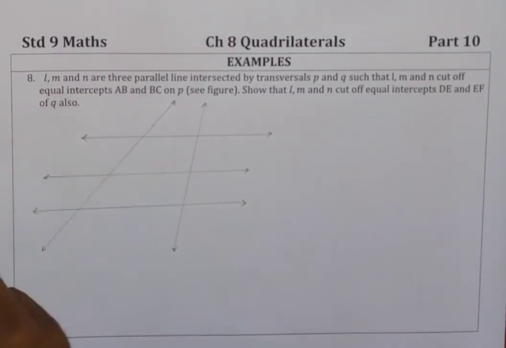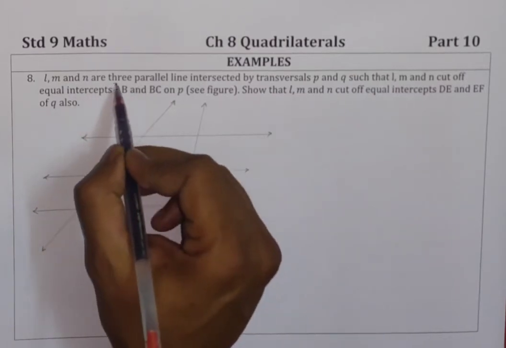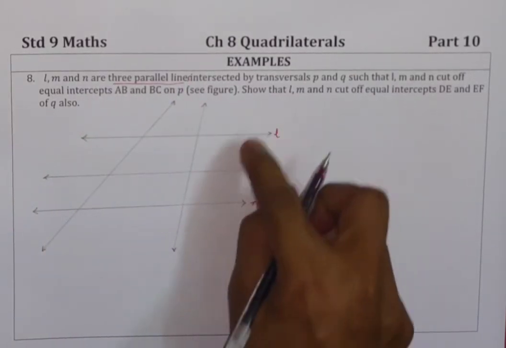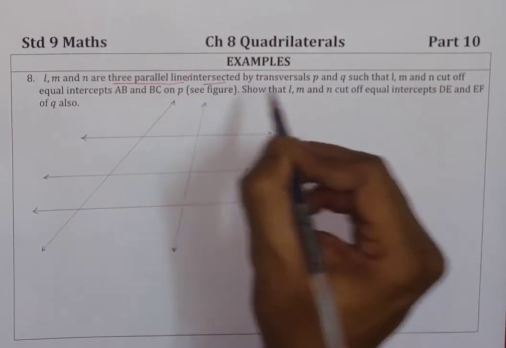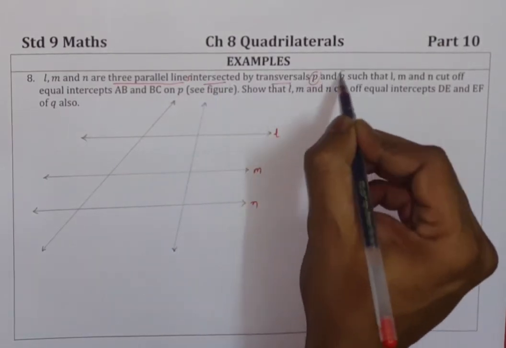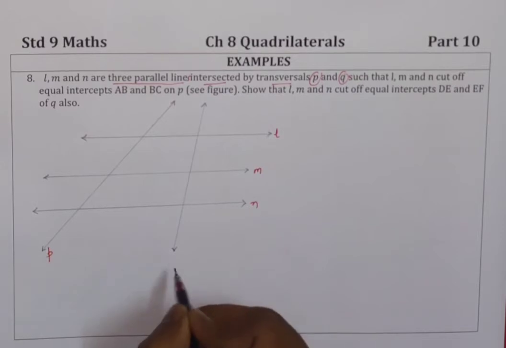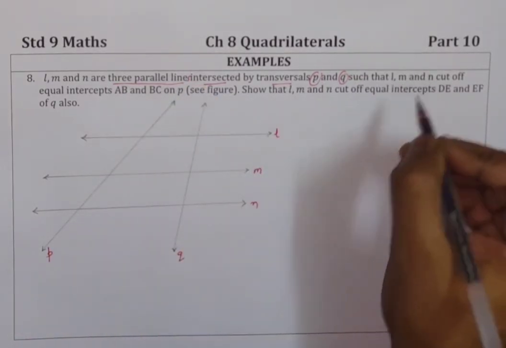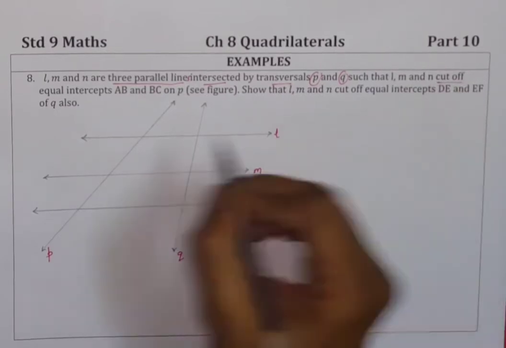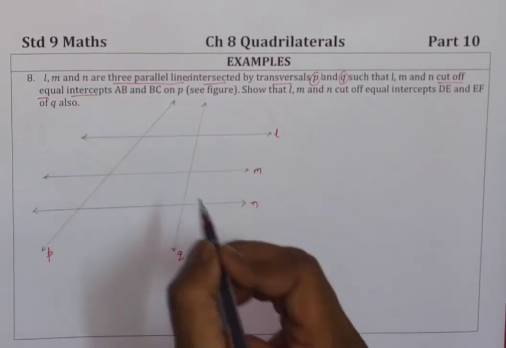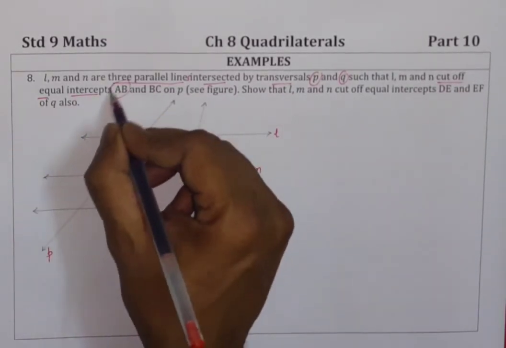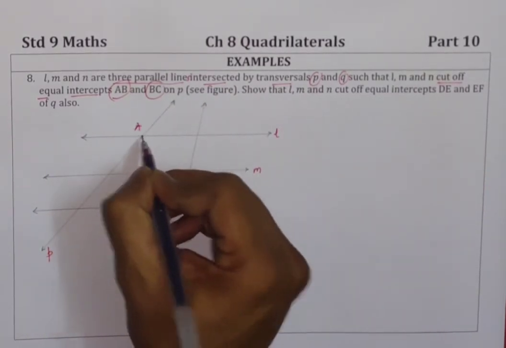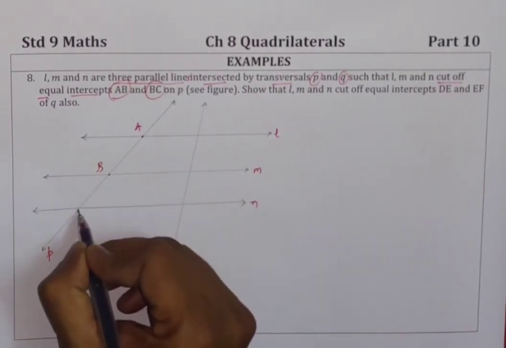L, M and N are 3 parallel lines. This is L, M and N. They are 3 parallel lines intersected by transversal P and Q. So this is P and this one is Q. They are the transversal, such that L, M and N, these lines, cut off equal intercepts AB and BC on P. Here is P. Let's say this point of intersection is A, this is B and this is C.